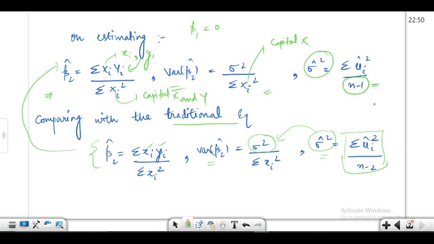So this is also different. In the earlier form we had n minus 2 degrees of freedom. Here we have n minus 1 degrees of freedom. One degree of freedom is extra here because beta 1 is equal to 0, so we don't have to estimate that value, and that is why we have a higher degree of freedom here.